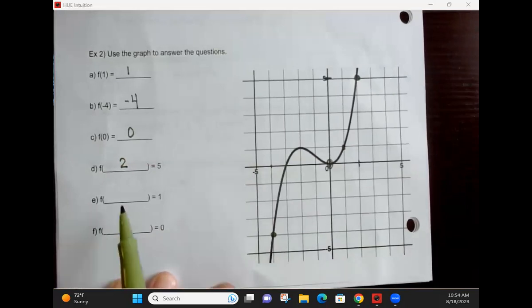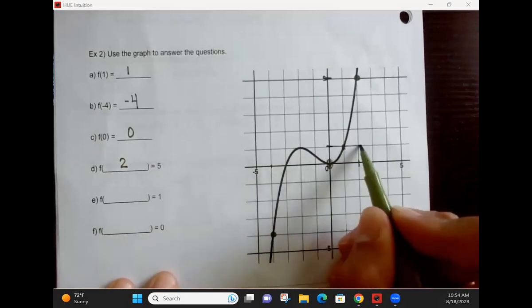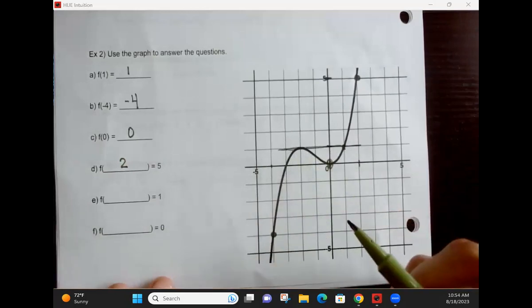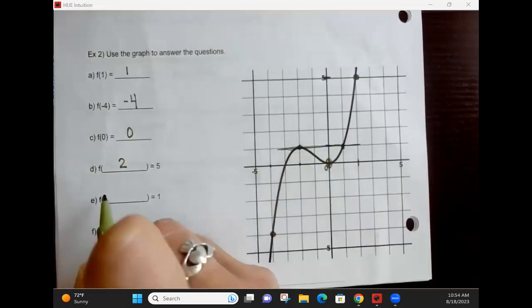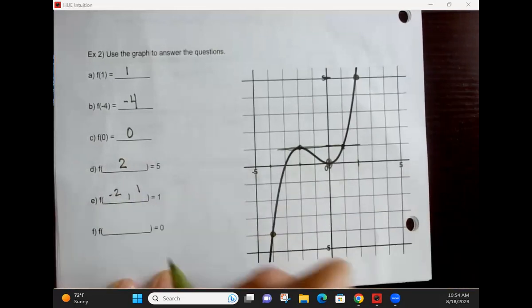For E, my output is 1. My y is 1. I've got more than one thing here, okay? So I need to report it all. In this case, we have 2 inputs, -2 and 1. I put a comma between mine. If you want to write "and" in between yours, that's fine too. If I had 3 places, I'd report all 3. If I had 7 places, I'd report all 7 of those inputs.